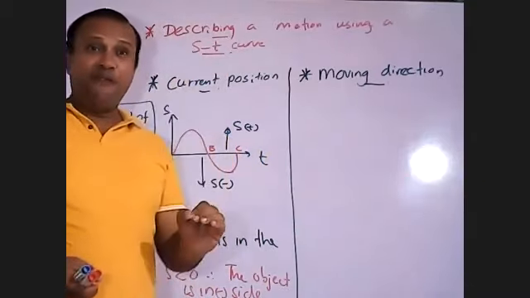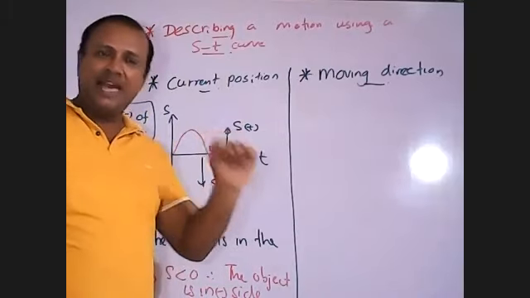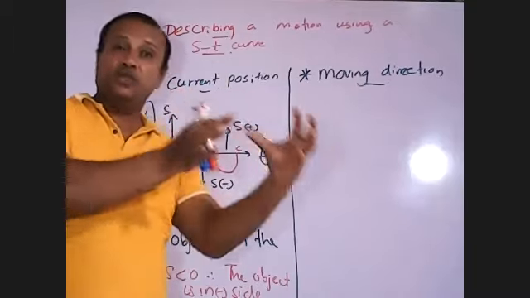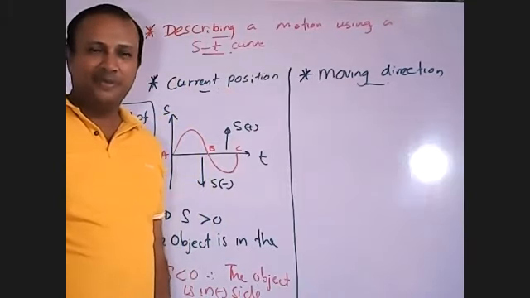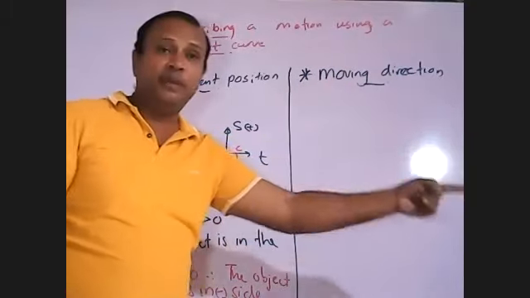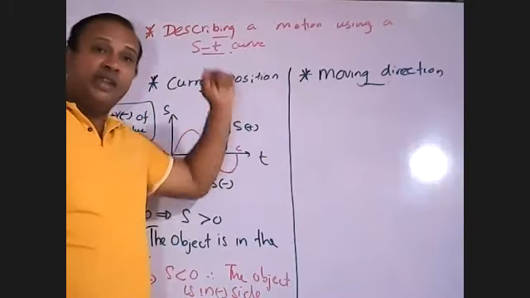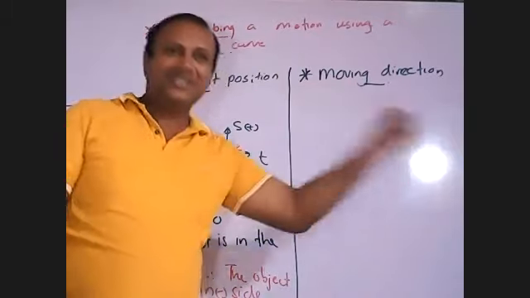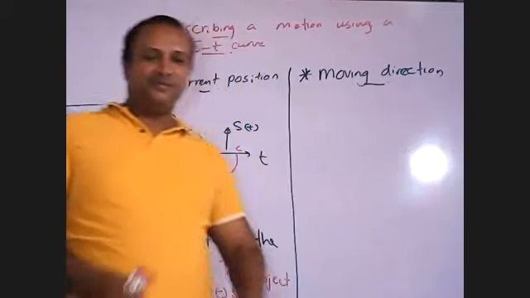Therefore, the moving direction will be determined by the positive or negativeness of the gradient of an ST curve. If the gradient is positive, then the velocity is positive, that means the object is moving in the positive direction. If the gradient is negative, the velocity is negative, that means the object is moving in the negative direction.